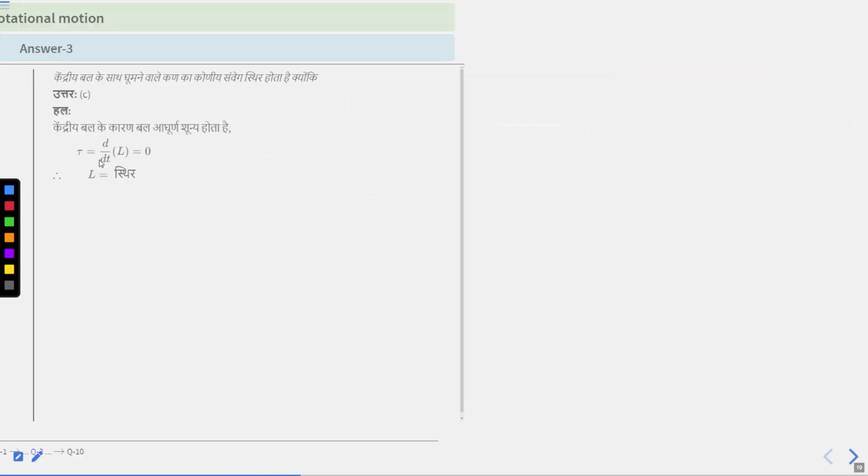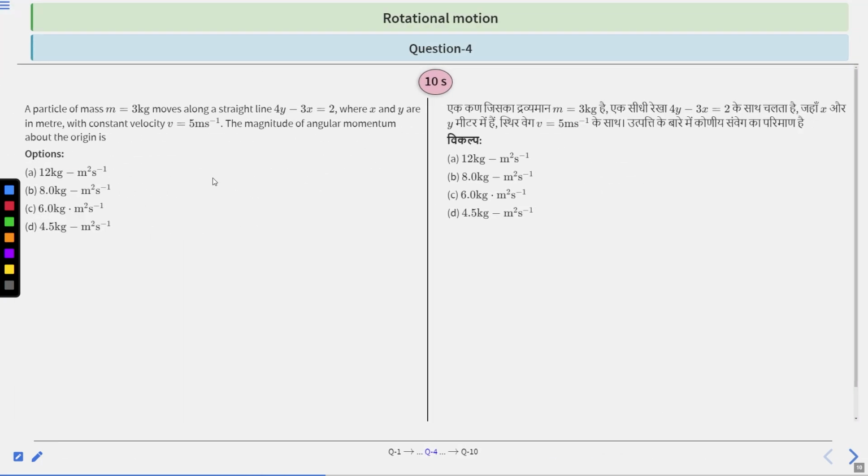Next question. Question 4. A particle of mass 3 kg moves along a straight line. This is the equation of the straight line: 4y minus 3x equals 2, where x and y are in meters, with constant velocity 5 meters per second. The question asks about the magnitude of angular momentum about the origin.